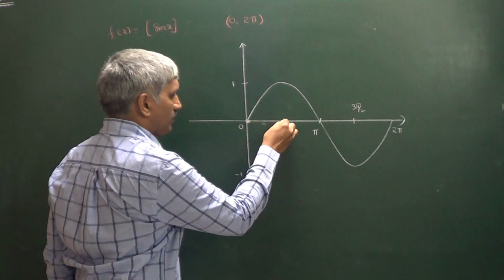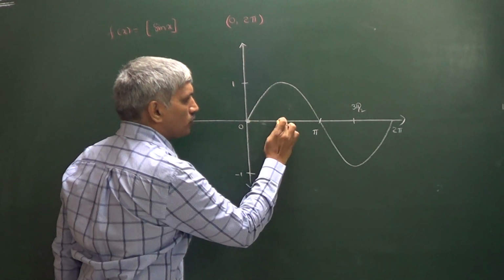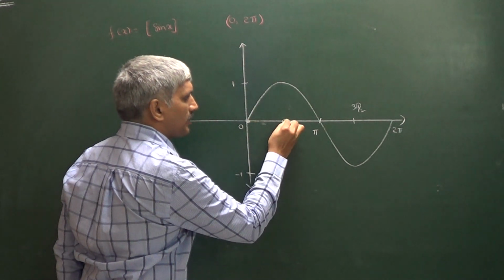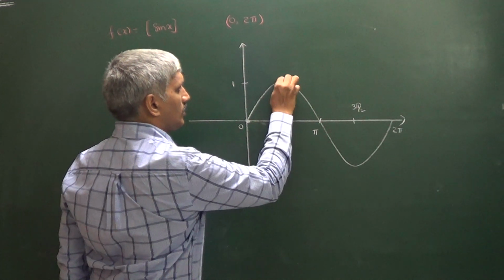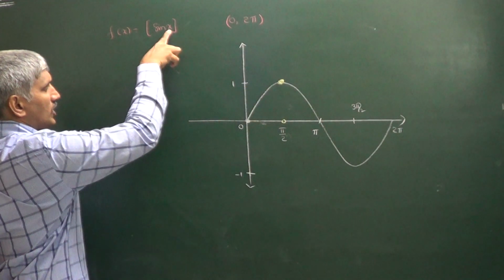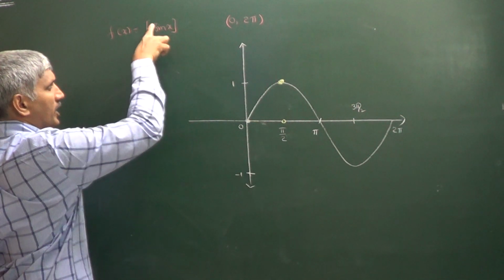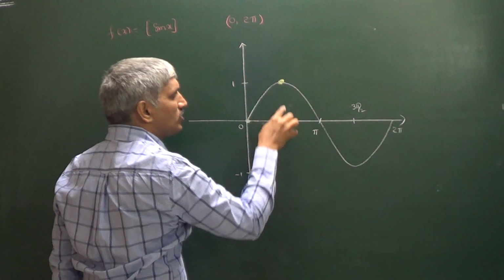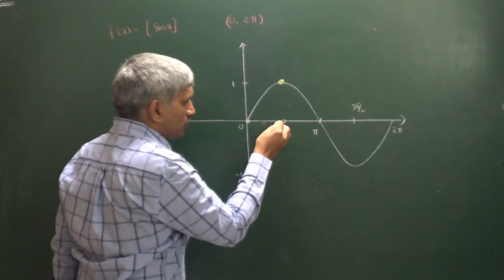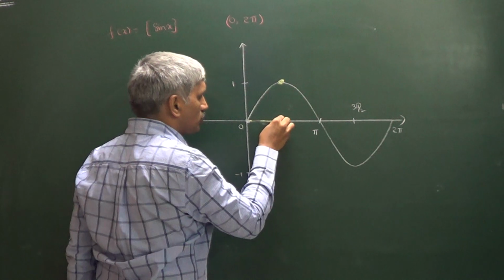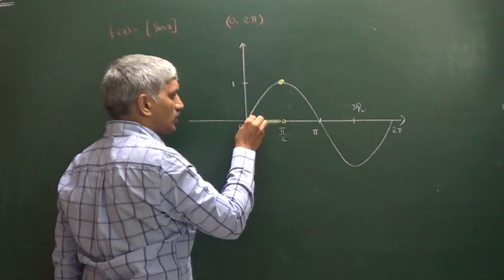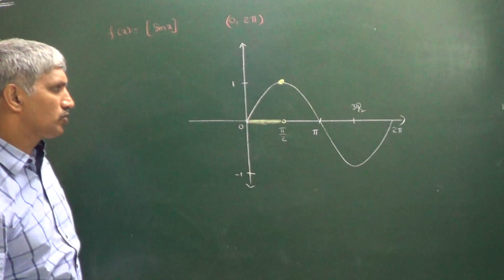At pi by 2 we are getting 1 only, because here x is equal to pi by 2, substitute and you will get 1. That's why at pi by 2 there is a jump. So this is the graph we got between 0 to pi by 2.